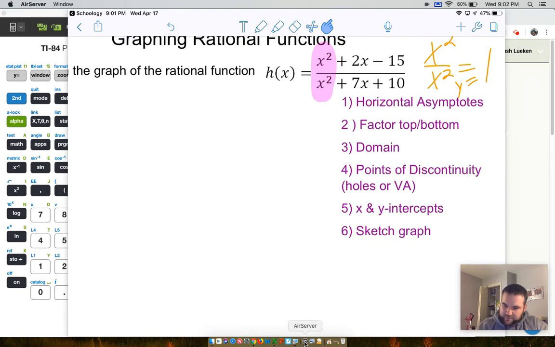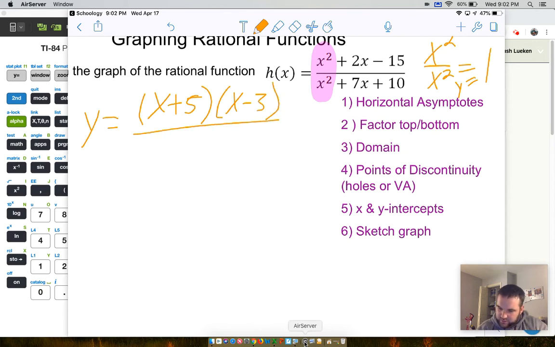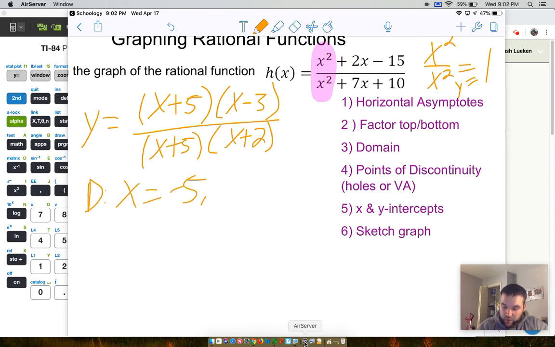Now I'm going to factor the top and the bottom. The top is going to factor into, what, negative 15 but adds to 2. That's positive 5 and negative 3. And the bottom would factor into, multiplies to 10 but adds to 7: x plus 5 and x plus 2. So now my domain is x can't be negative 5 or negative 2. I see that I can go ahead and cross that out now because I've addressed it.